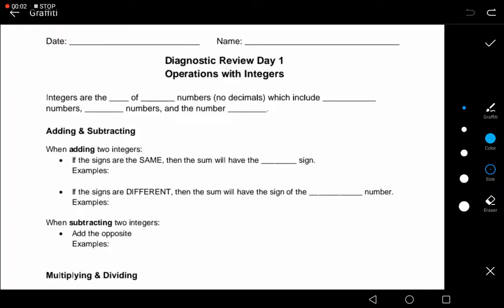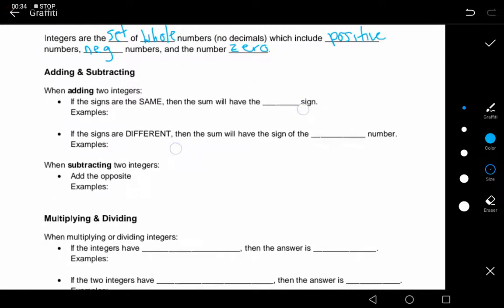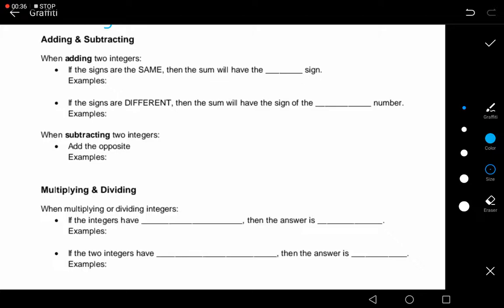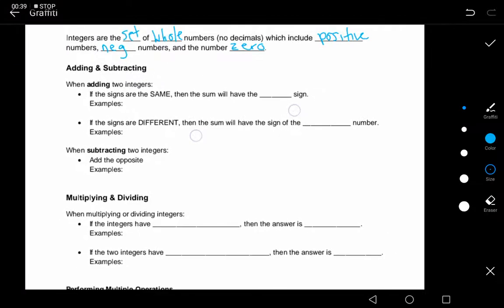This is Review Lesson 1, Operations with Integers. So integers are the set of whole numbers. Okay, so whole numbers have no decimals. So that includes positive numbers, negative numbers, and the number 0. So no decimals, no fractions when we say integers. So let's look at adding and subtracting these integers.